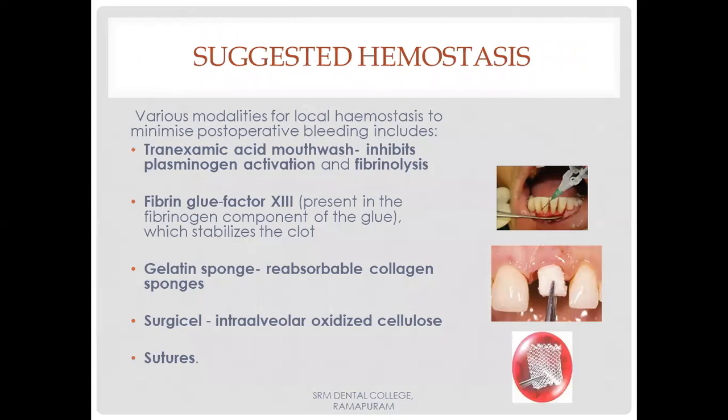So what are the basic hemostatic measures you can have alongside? Tranexamic acid mouthwash is found to be very effective. It inhibits plasminogen activation and thereby fibrinolysis. Fibrin glue, or factor 13, which is present as the fibrinogen component of the glue, stabilizes the clot. Gelatin sponge is a resorbable collagen sponge that can be easily packed within the extraction socket. Surgicel is another hemostatic which comes in handy. It's an oxidized cellulose placed intra-alveolarly, and basic suturing will prevent bleeding.